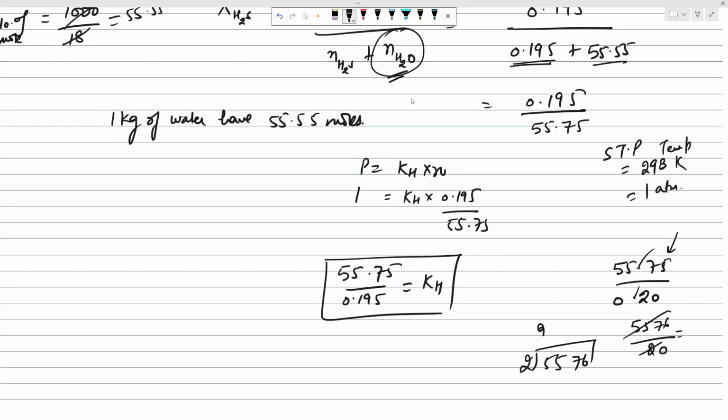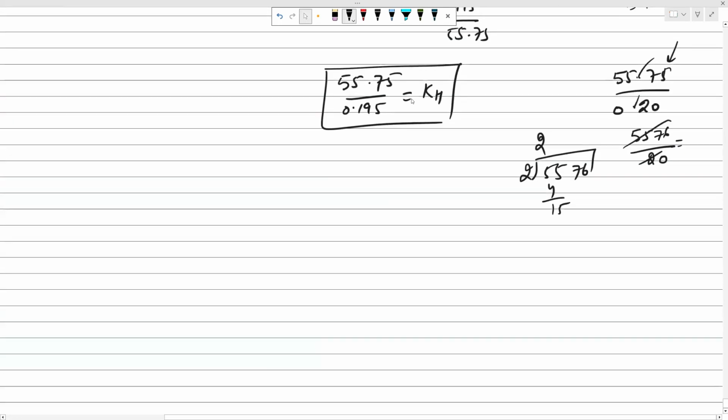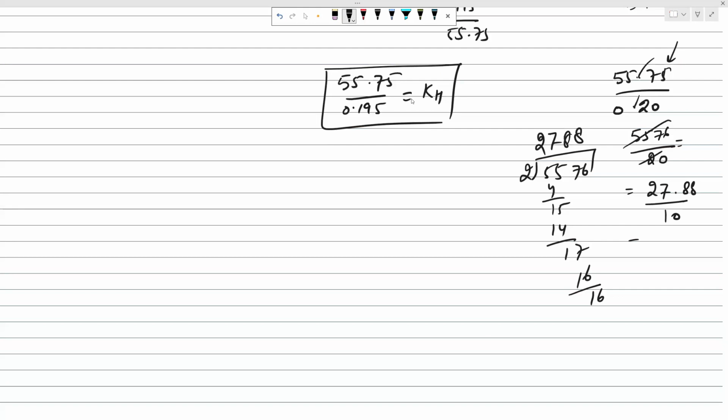You will get 2, 2s are 4, 1 carry 5, 15. Then you will get 5, seven 15. Okay, then 7s are 14. Then 1, then 17, then 8s are 16. Then 1, then 16, then 8s are 16. And then you have to place the decimal after 2 digits in the answer. It will be 27.88. Okay, got it? Upon 10. So you will get 2.78 atmosphere.